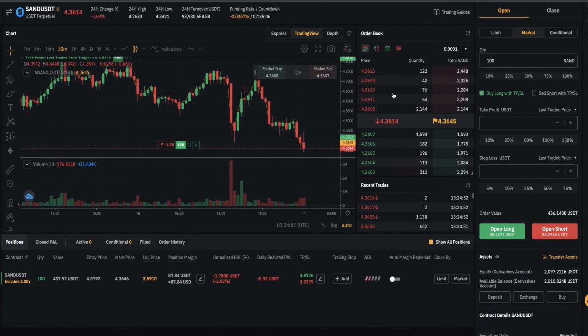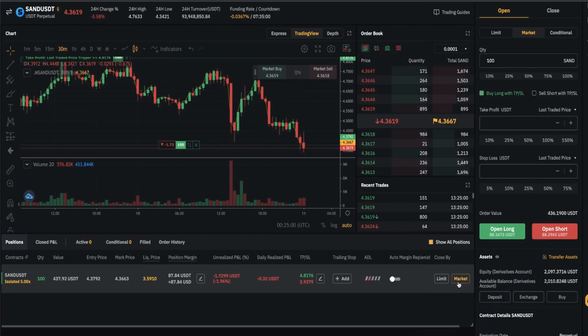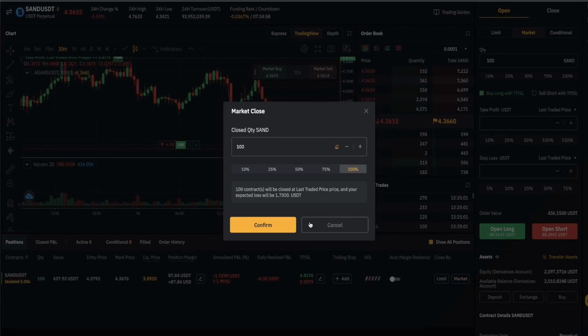We have the funding rate, we have our mark price, we have our order book, all of that stuff, except now instead of trading Bitcoin, we're trading altcoins for US dollars. Go ahead and close that position out with a market sell.